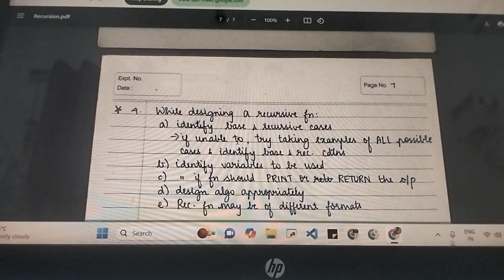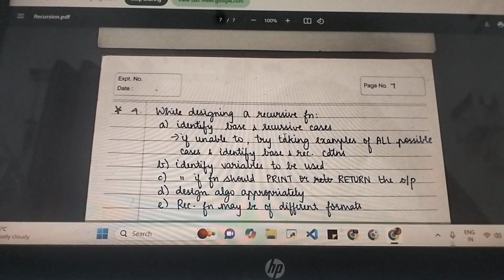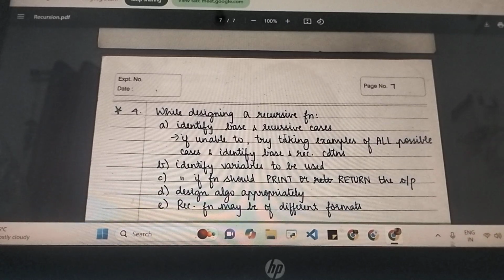Or if you are able to write the same code in an iterative fashion, write it that way and identify where your loop begins, where it ends, how it progresses from beginning to end, and try to write corresponding conditions for a recursive code. Otherwise, try taking examples of all possible cases and identify the base and recurring conditions.